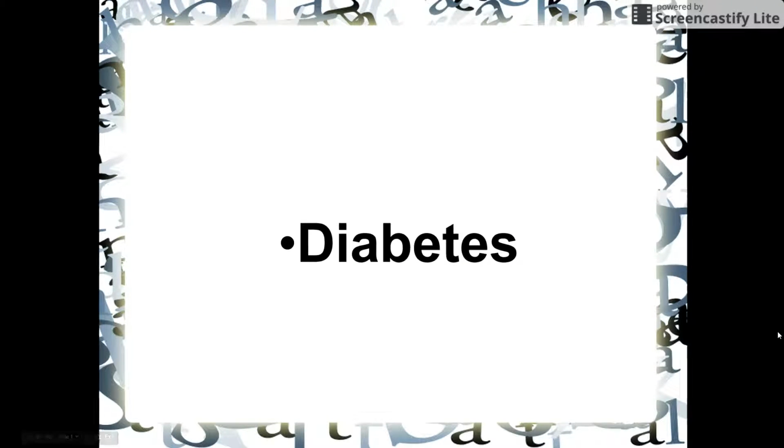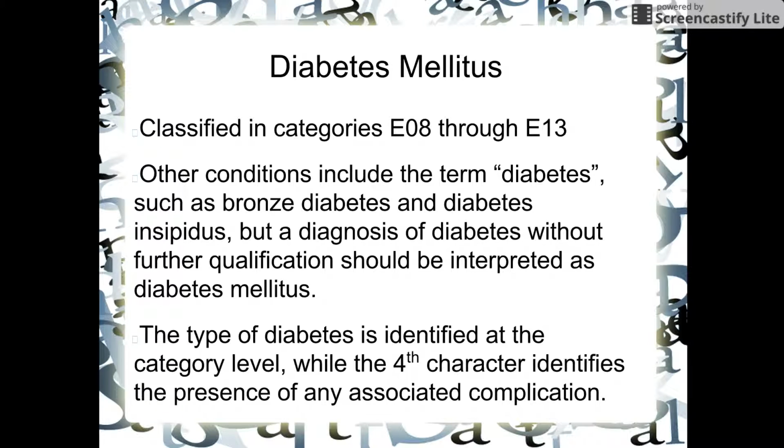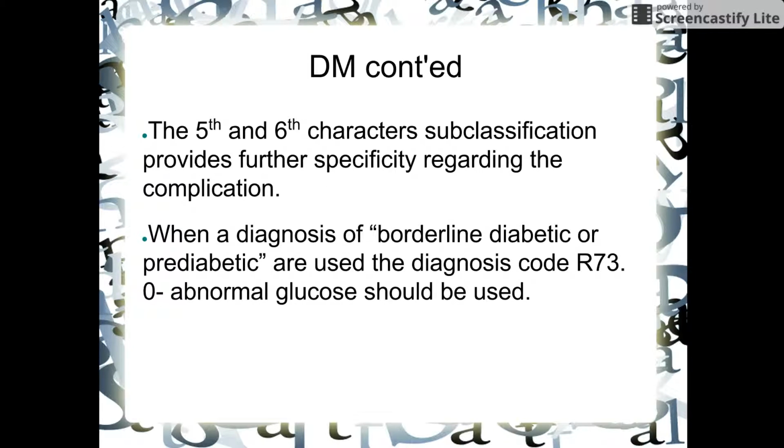Diabetes. Diabetes is classified in categories E08 through E13 in ICD-10. The type of diabetes is identified at the category level in ICD-10, while the fourth character is used in the presence of any associated complications.